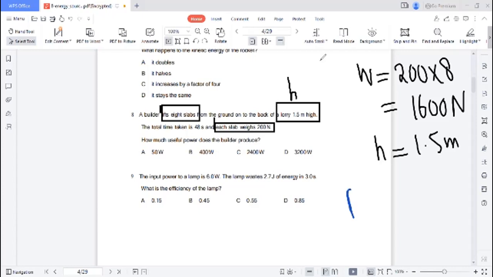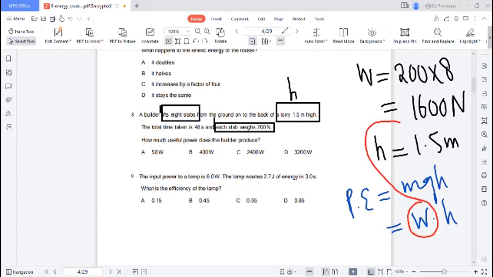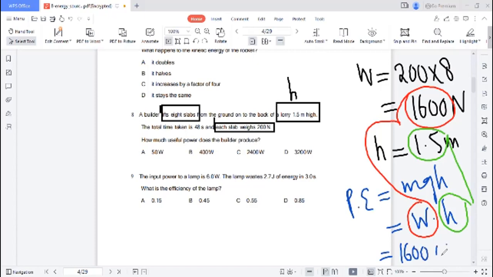So potential energy, we know that it is mgh, and mg is weight, and then height. So the total weight is 1600 and the height is 1.5 meters. So now potential energy would become 1600 times 1.5. So this is the potential energy, which would become 2400.